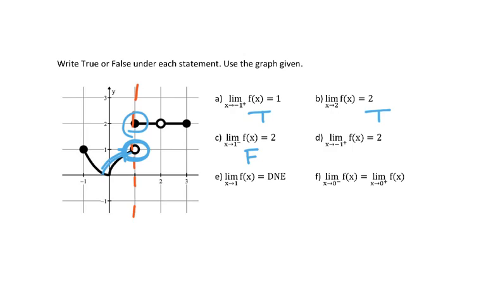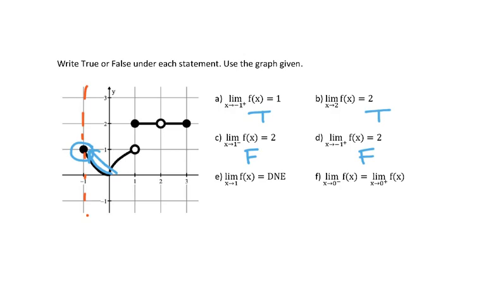Part D, the limit as x approaches -1 from the right side is 2. So let's check that. Now we're looking as x approaches -1, so we're looking over here, and we're coming from the right side. Where is it going? As we get closer and closer to -1, it's approaching a y value of 1. So this is also false.